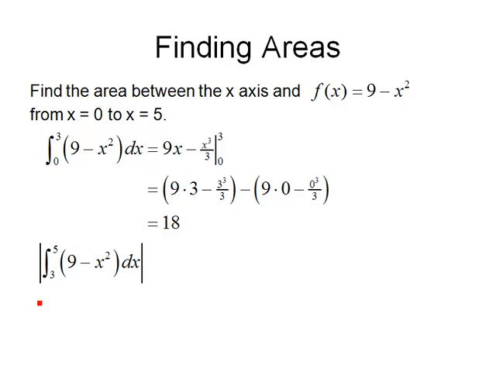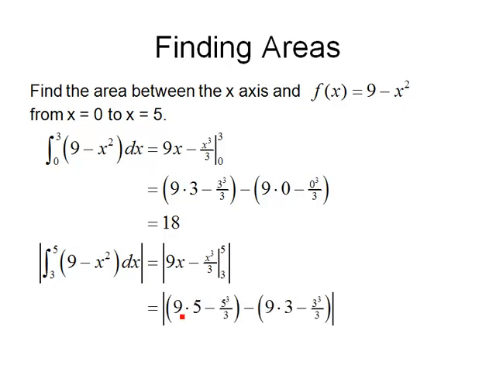Now I need to do the same thing down here, but the difference is I'm going to take the absolute value of my final answer to end up with a positive answer. I'm going to take my antiderivative, 9x minus x cubed over 3, and plug 5 and 3 into it and then subtract. So I'm going to get 9 times 5 minus 5 cubed over 3 minus the quantity 9 times 3 minus 3 cubed over 3. And when I work that out, I get 44 thirds.